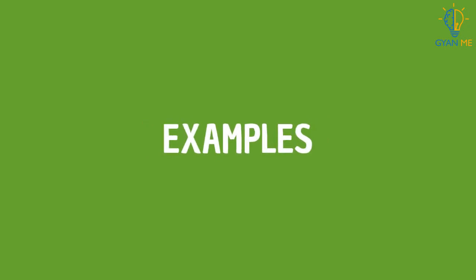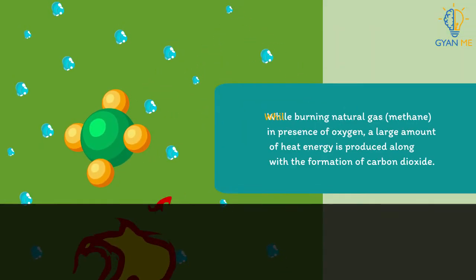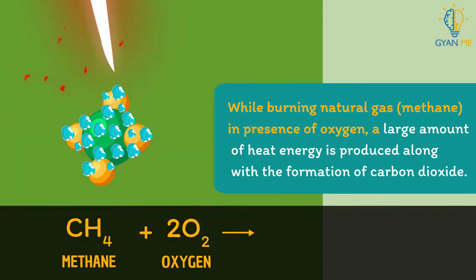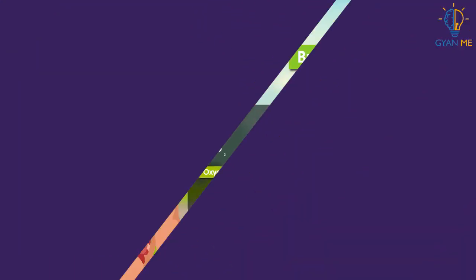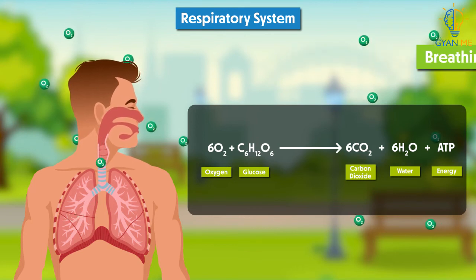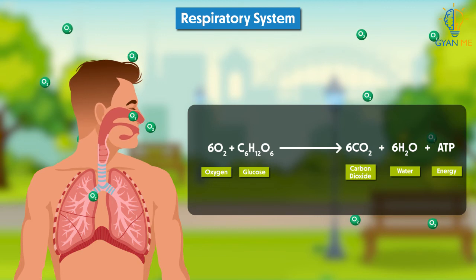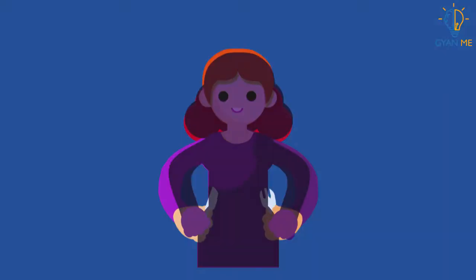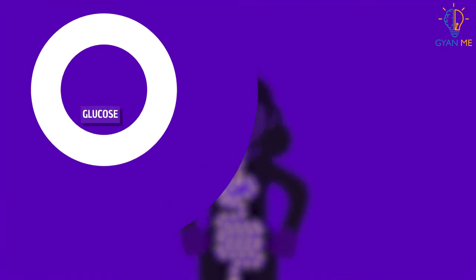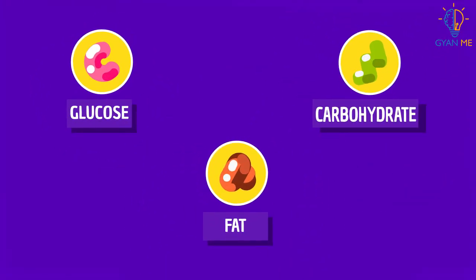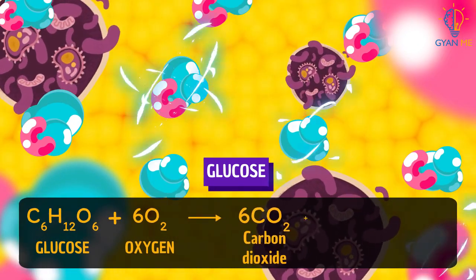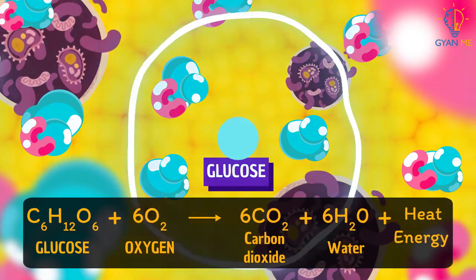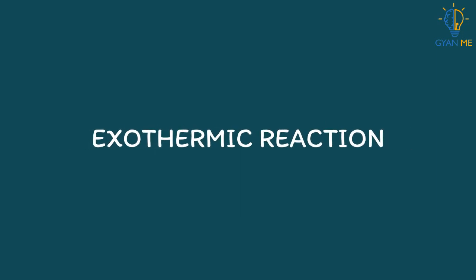Let us see some examples of exothermic reactions. While burning natural gas in presence of oxygen, a large amount of heat energy is produced along with the formation of carbon dioxide. Hence, it is an exothermic reaction. Do you know that respiration is also a type of chemical reaction? That too an exothermic reaction? Yes, it is. The food that we eat is broken down into simpler substances like glucose, carbohydrates, and fat, etc. The glucose combines with oxygen in the cells of our body and provides energy, which keeps us alive by the process of respiration. Thus, respiration is an exothermic reaction.